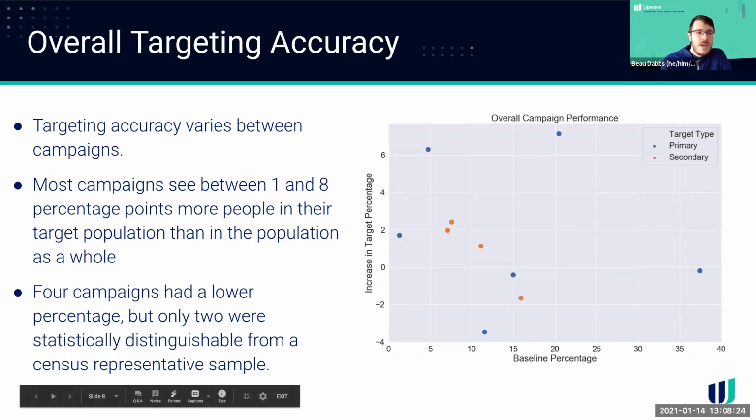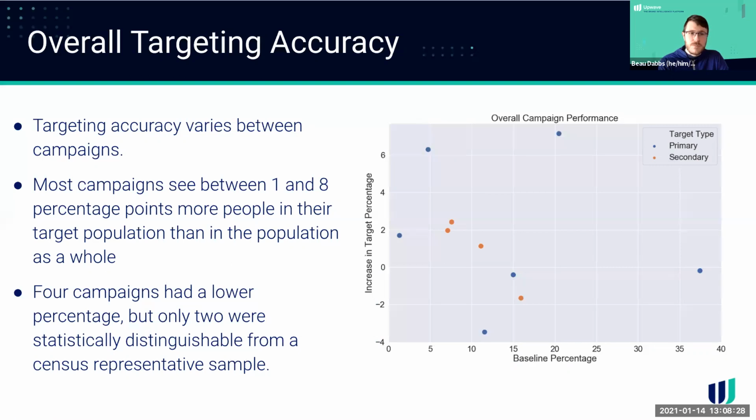So here you can see most campaigns see between 1 and 8 percentage points more consumers in their target population than in the population as a whole. But 4 campaigns had a lower in-target percentage, but only 2 of those were statistically distinguishable from the baseline percentage. So this means most campaigns are having modest success at reaching target audiences, but none of the campaigns are near perfect.